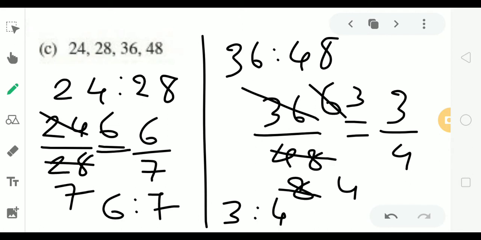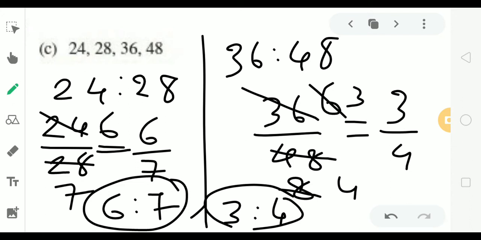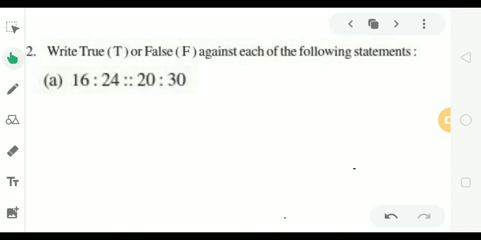So here we find that 6 is to 7 and 3 is to 4. They both are not equal. Simplest forms are not equal. Then these four quantities do not form a proportion. See the next one, second question.